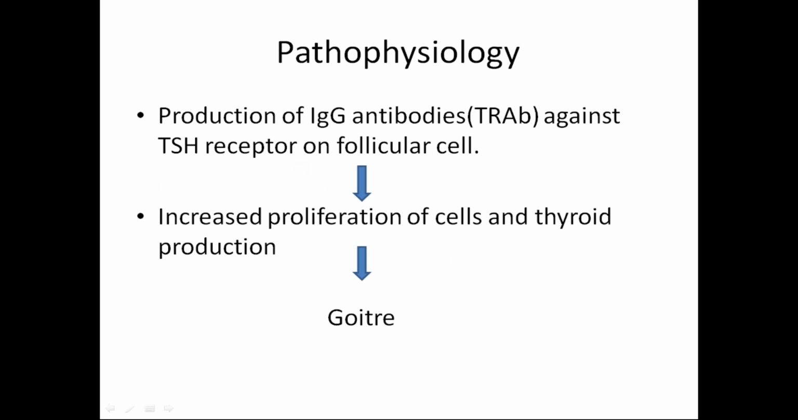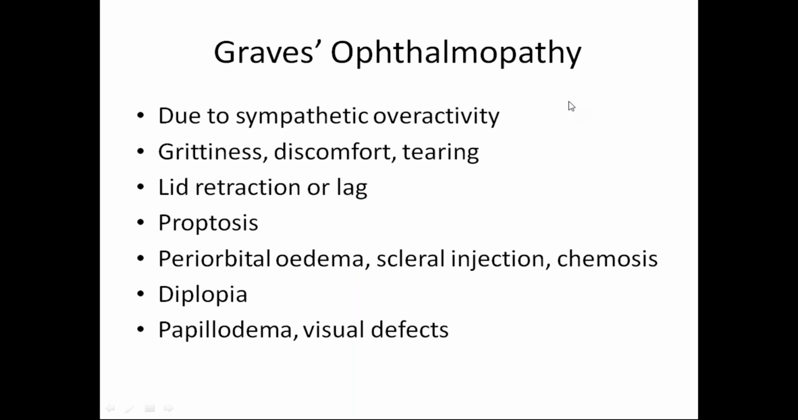And we have already discussed all the thyrotoxicosis symptoms. This causes features of thyrotoxicosis. We have discussed the signs and symptoms, how we diagnose it, and everything. Coming to Graves' ophthalmopathy, this is the second most important feature in Graves' disease, and it is due to the overactivity of the sympathetic system. There is sympathetic activation of the levator palpebrae superioris muscle in the eyelid, which causes lid retraction or lid lag.